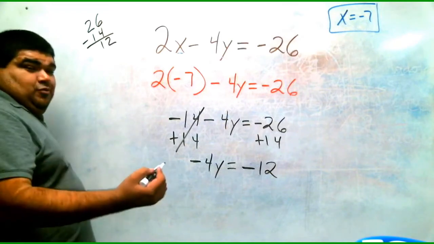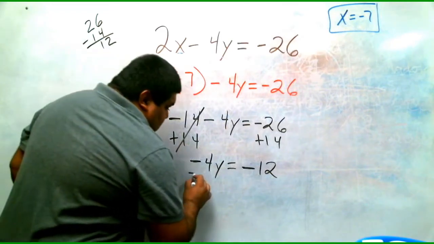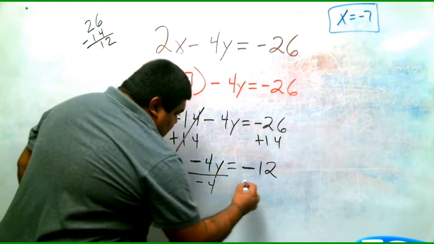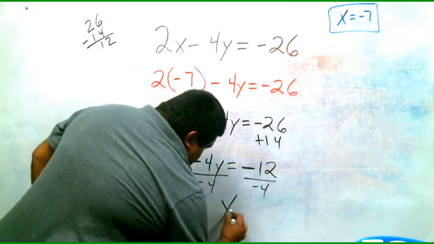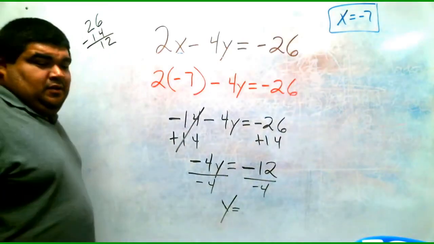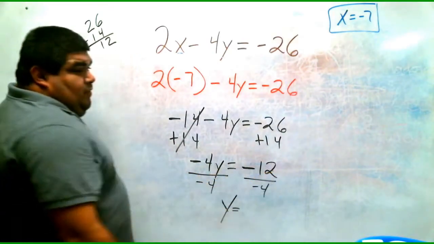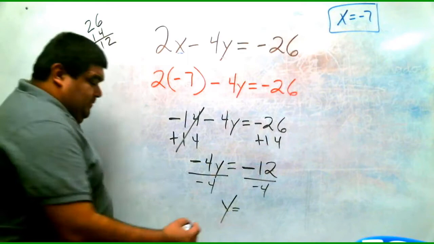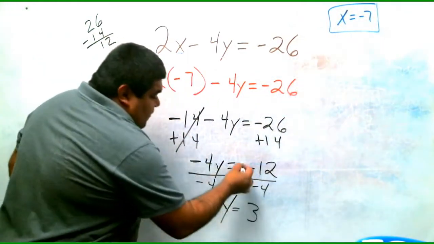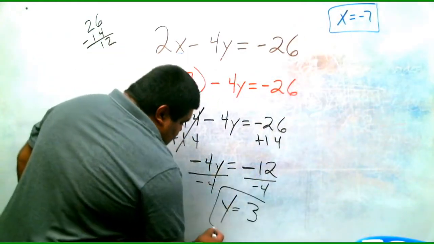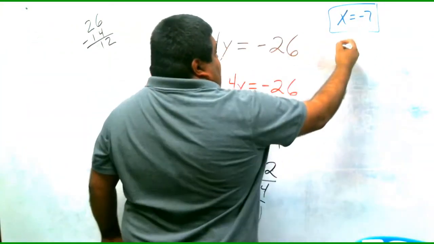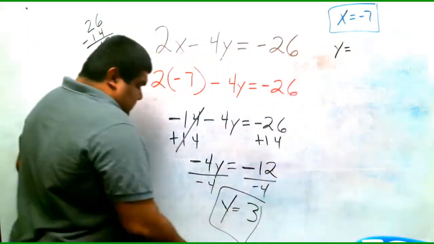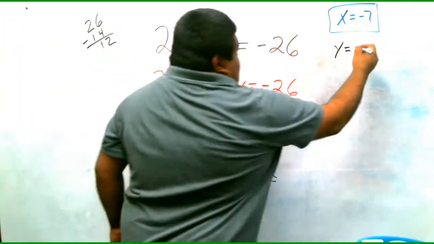Again, we'll solve this for y. The opposite of multiplication is division. Keep the negative. y equals 4 can go into 12 3 times. Notice that they're both negative, so the answer is positive. So our answers are x equals -7, y equals 3.